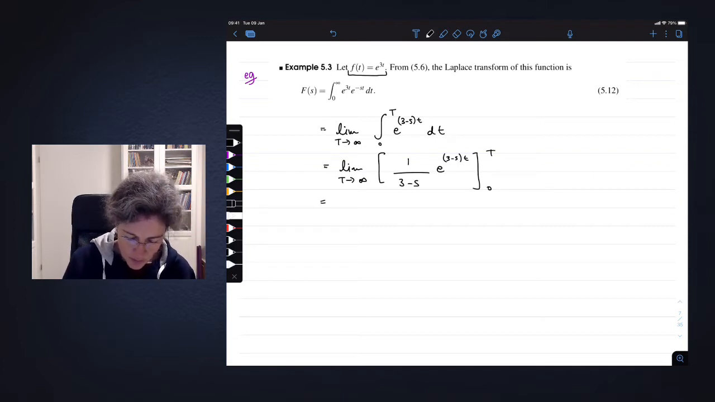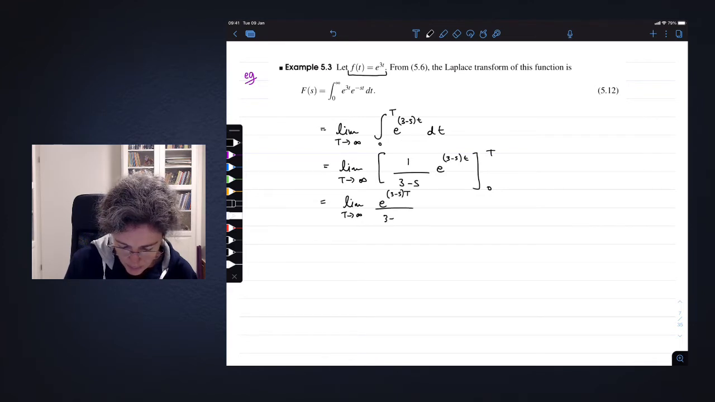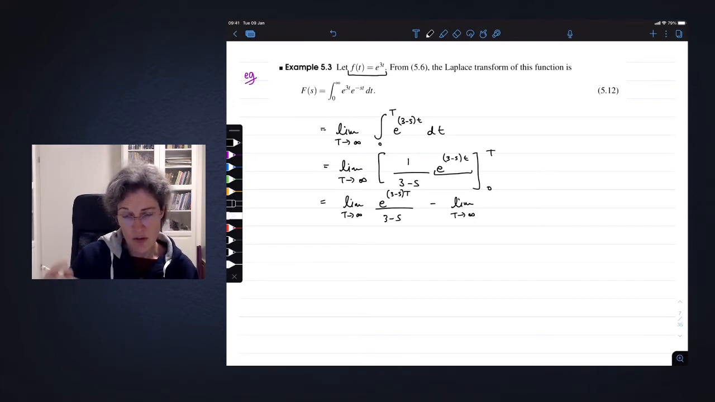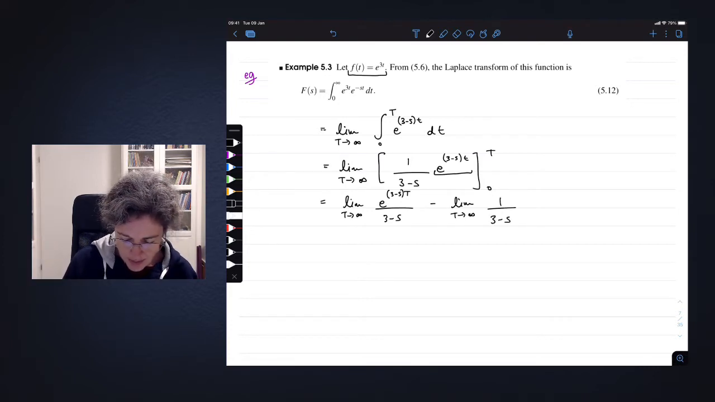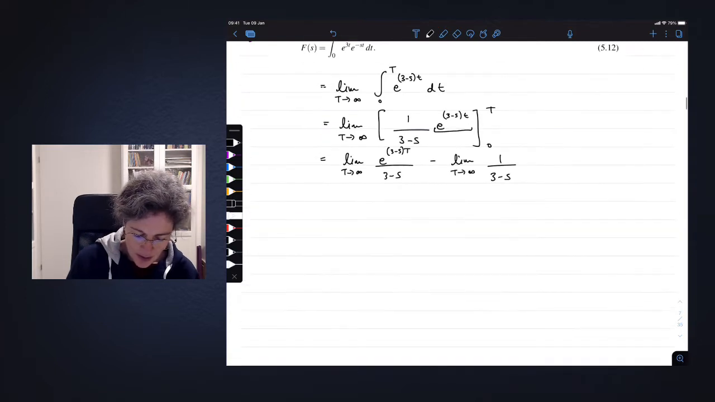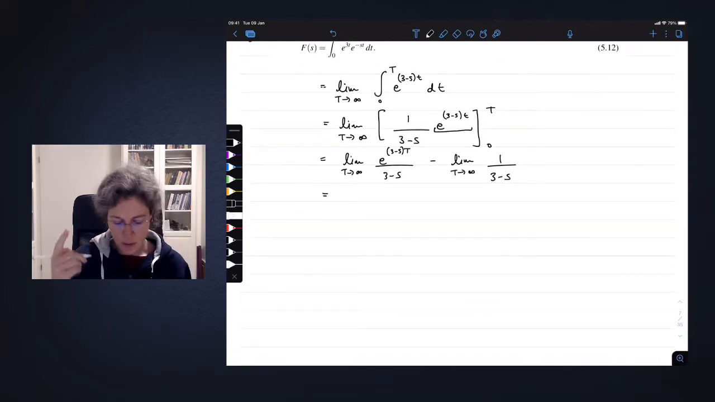So let's work this all out. I'm going to split it up again. I've got my limit as T goes to infinity of e to the 3 minus s big T over 3 minus s, minus the limit as T goes to infinity of, so this is going to be e to the 3 minus s times 0, so that's e to the 0, which is just 1, so it's going to be 1 over 3 minus s. And we do the same thought process again.